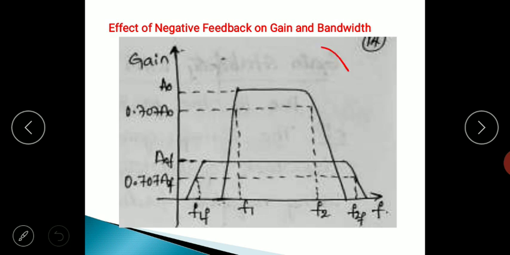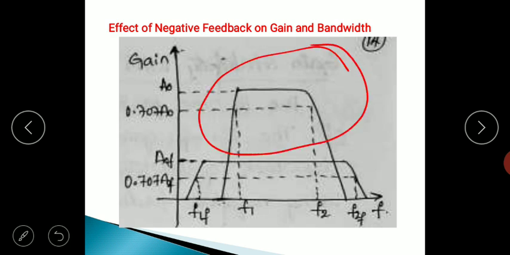So this is the frequency response of the amplifier without feedback, where it is having A0 as the maximum gain, and 0.707 times A0 gives the two cutoff frequencies, that is F1 and F2. So here you can see that the gain is more and the bandwidth is less, right? So gain is more and bandwidth is less.